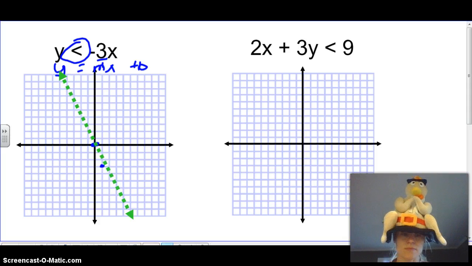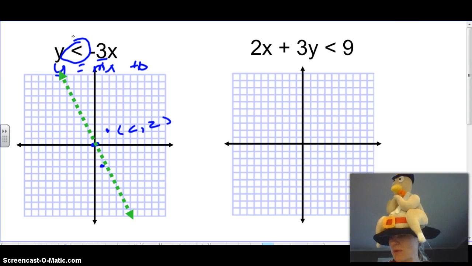Okay, so then we want to decide, do I shade the right side or the left side? In this case, I can't pick 0, 0 because it's part of this dotted line and it's not included in it. So I want to pick a point that's not on there. So I could pick this point right here, which is (2, 2).